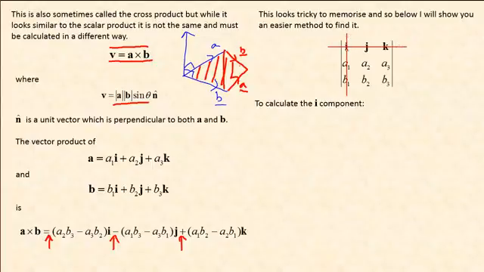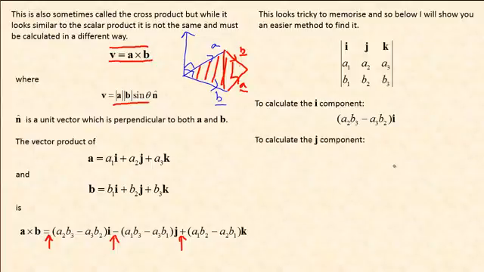To calculate the i component, what we do is we put a line through the top row and a line through the column that contains the i component coefficients, and then we work out the 2 by 2 matrix that's left. So we do A2 times B3 and then B2 times A3, which we can see we've got here. So that gives us that one.